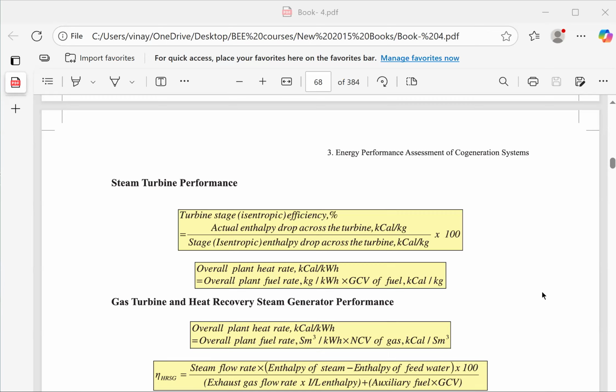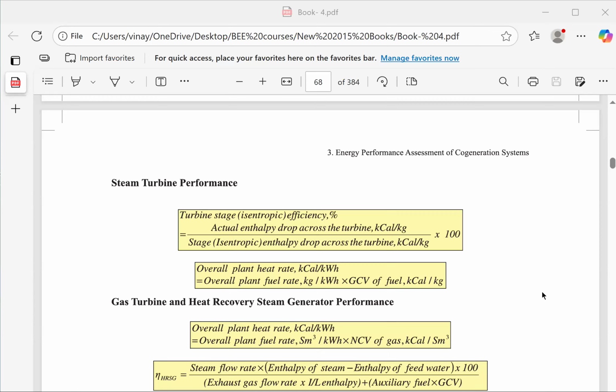Overall plant heat rate. When you say overall, that means you are taking the input and output condition of the entire process, not only for the boiler, not only for the turbine, not only for the heat exchanger. Yes, total heat input and the total useful heat output. Got it? So that is the boundary of the process, in and out.